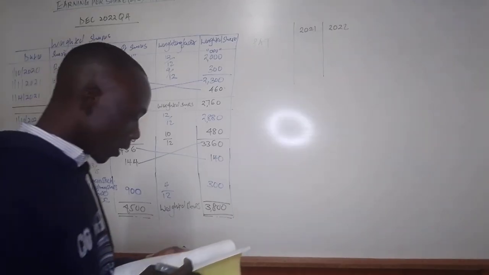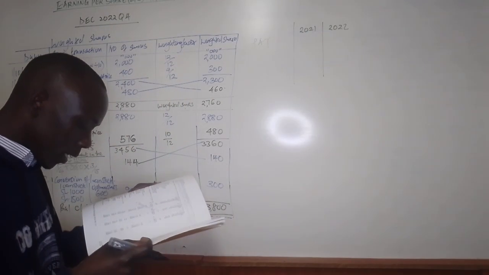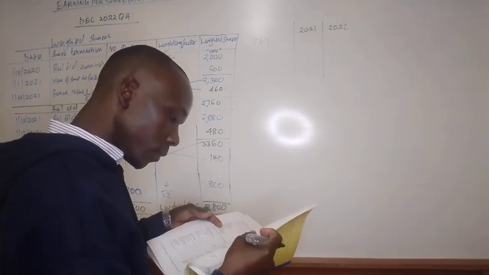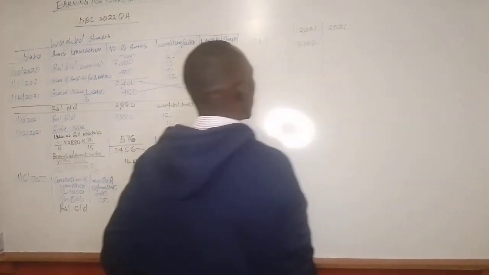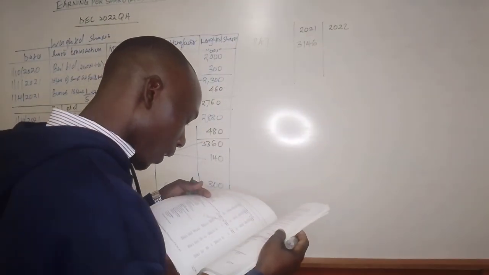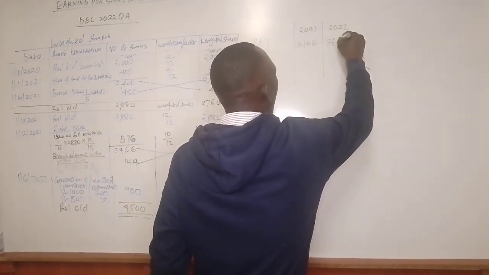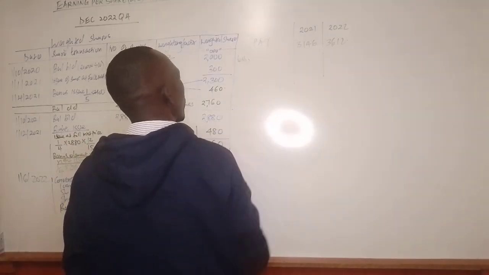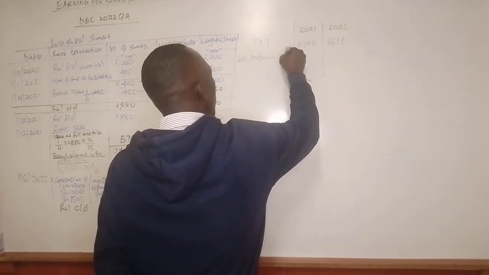Let us go back to our question. You are told that the trading result of the company were as follows. Profit for the year after tax, 2021, you are given 31.46. 2022, you are given 36.12. Then we said we were supposed to less what? We less the preference dividend. Let us compute the preference dividend.